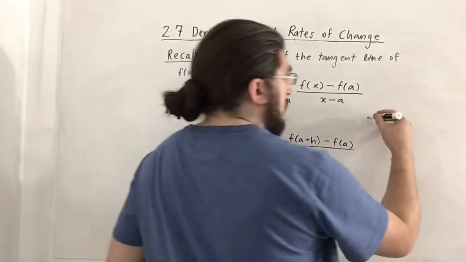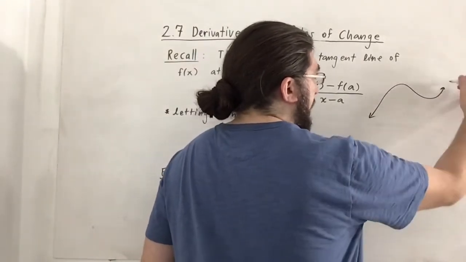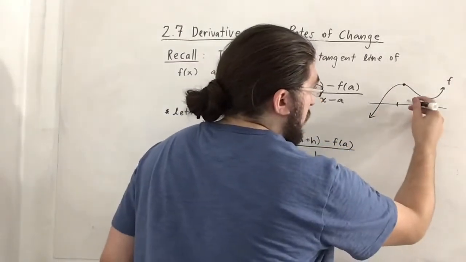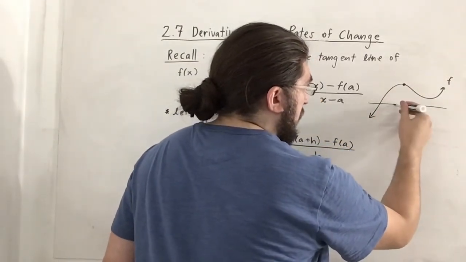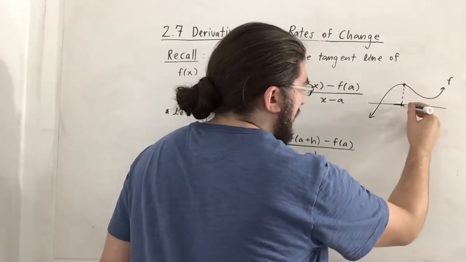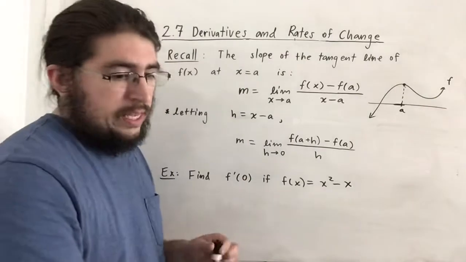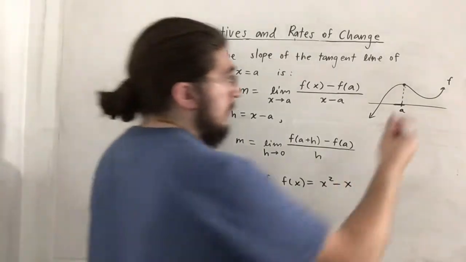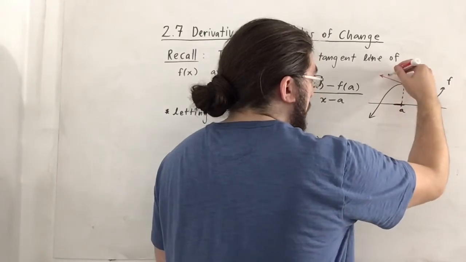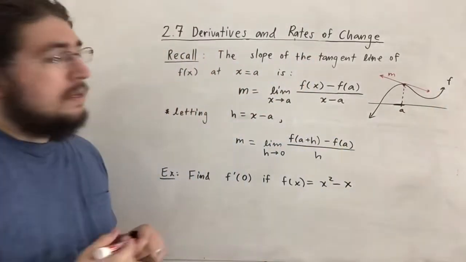So just to give the visualization, again, we have this function f, and the tangent line at this x value a, let's say this is the x value a right here, then the tangent line will look something like this in this case, and the slope of this tangent line is m. Good.